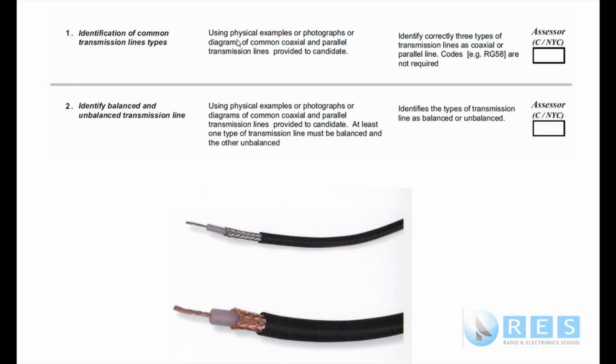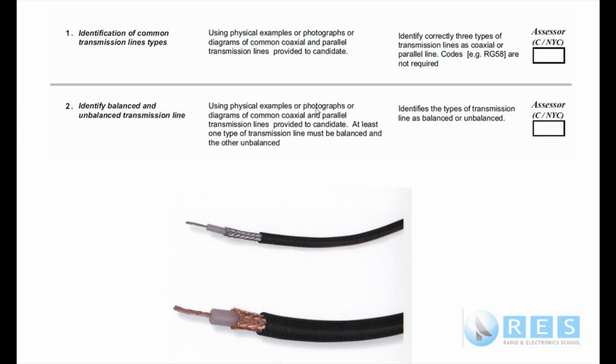Number 1: using physical examples or photographs or diagrams of coaxial cable and parallel transmission lines provided to the candidate, this is what you have to do. Identify correctly 3 types of transmission line as coaxial or parallel line. We're not interested in whether it's RG8, RG58 or anything like that. And number 2, identify balanced and unbalanced transmission line.